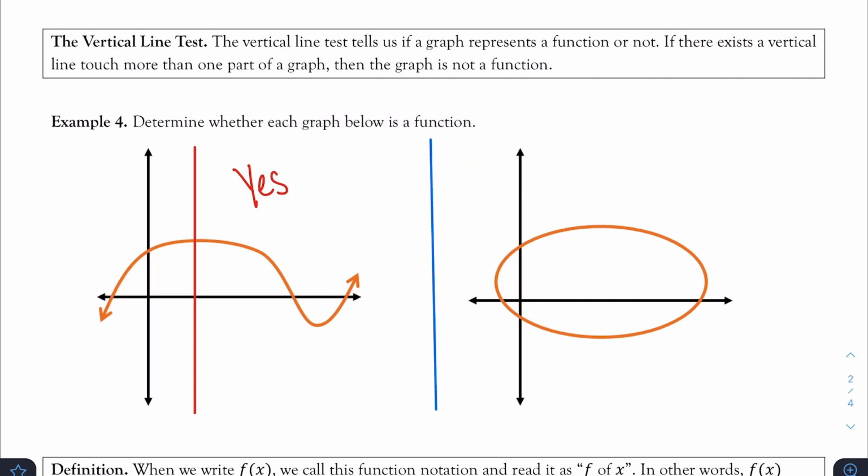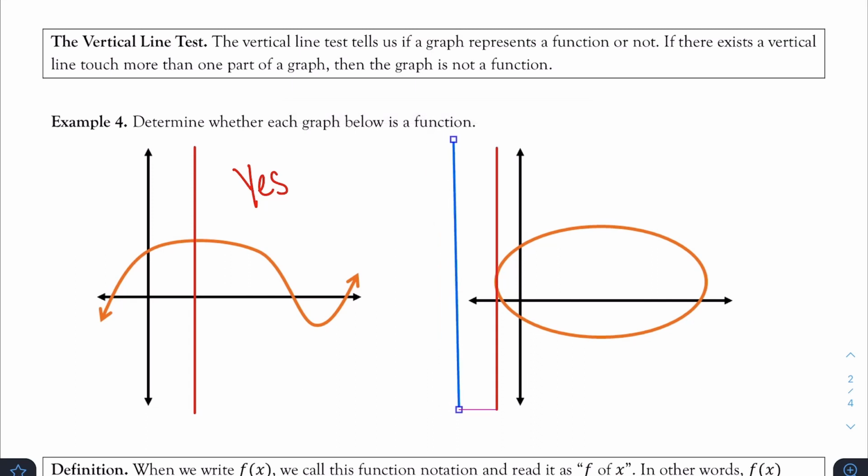Now what about the one on the right? Again, if I have a vertical line, let's say we start on the far left. You might look at this and say, well, it's only touching my graph at one point. Is it a function? Well, this is where we have to be careful. The vertical line test says for every vertical line that we draw.